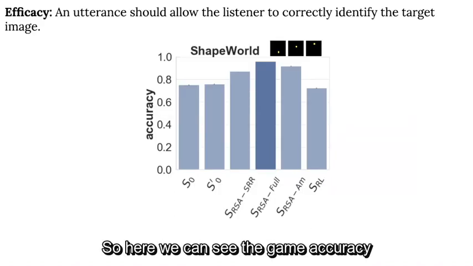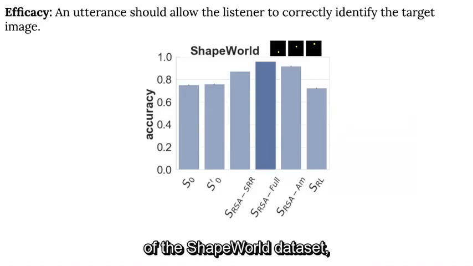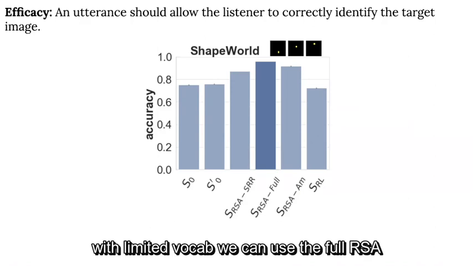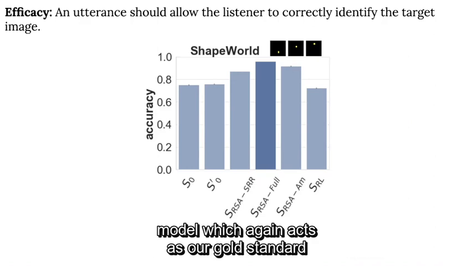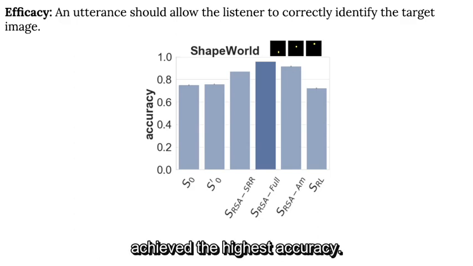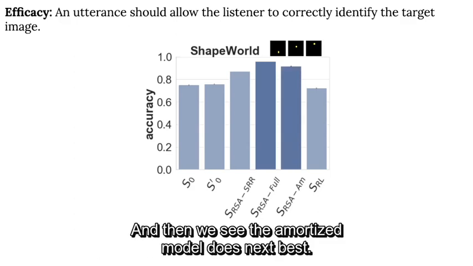So here we can see the game accuracy on the ShapeWorld dataset, and since ShapeWorld is an artificial dataset with limited vocab, we can use the full RSA model, which again acts as our gold standard for pragmatic behavior and unsurprisingly achieved the highest accuracy. And then we see the amortized model does next best.